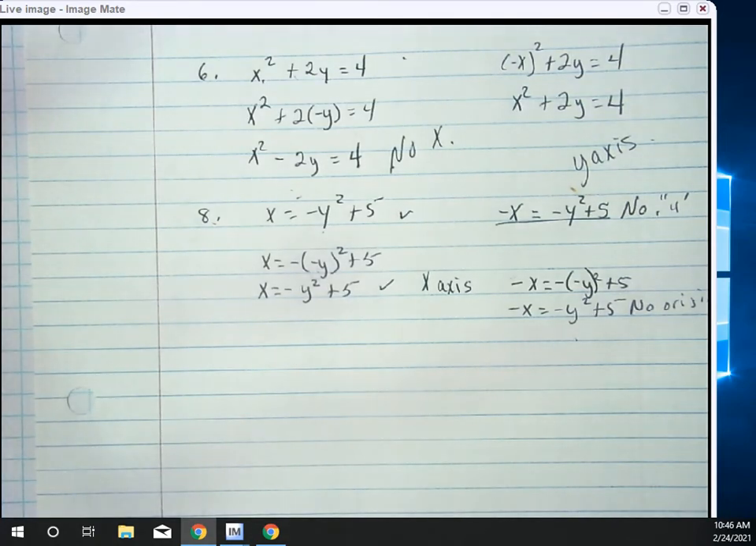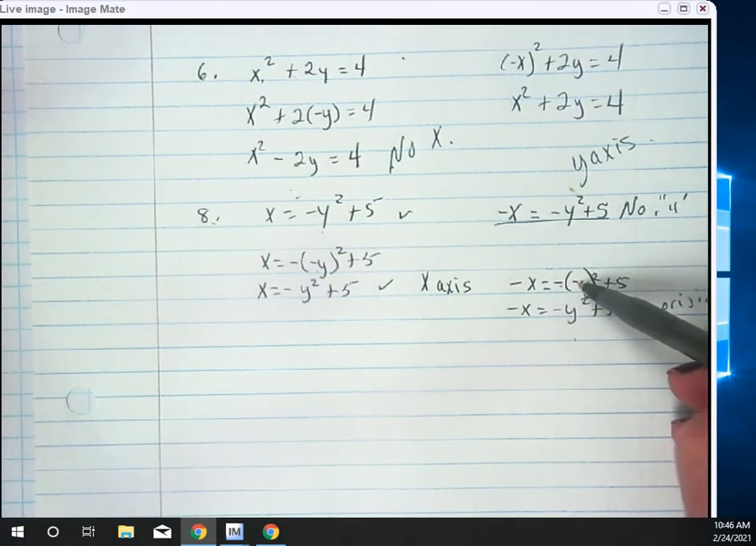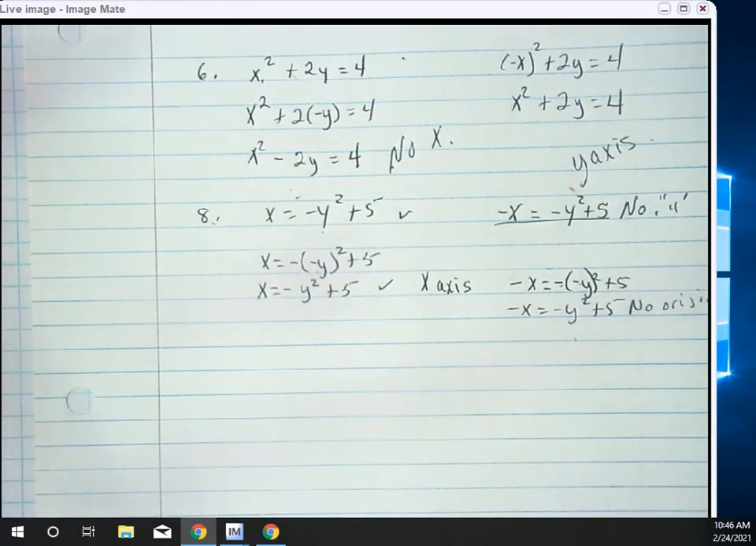You're going to have to tell me if you have symmetry with respect to the x-axis, the y-axis, or the origin. Why doesn't the negative y times the negative make a positive y? That is an excellent question. Why is this negative times this negative not positive? Who can answer that wonderful question?